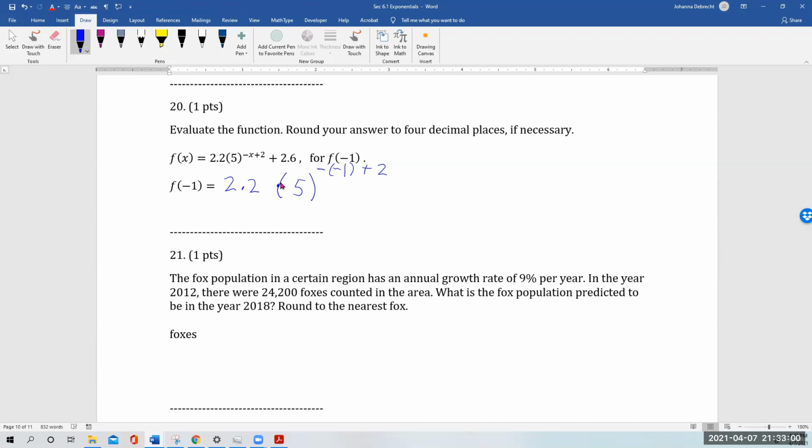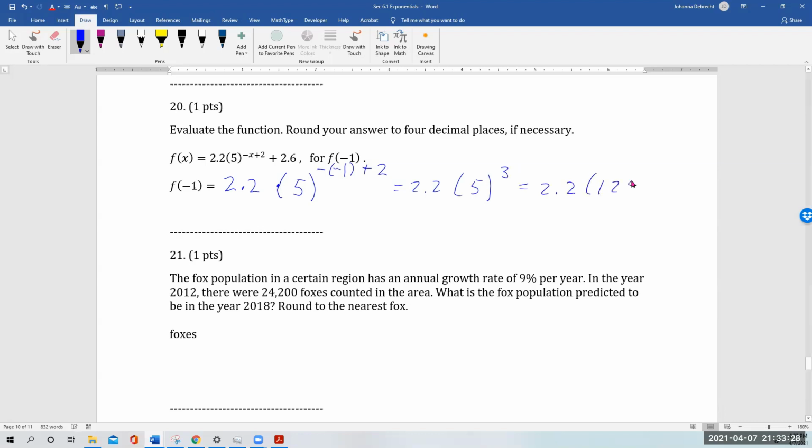That tells you that you've got a double negative there. Negative for the -x and another negative for the number you're substituting for x. This gives me 2.2 times the 5 being raised to a power. A double negative makes it a positive 1, plus 2 makes it 3. 5 to the third power is 125.